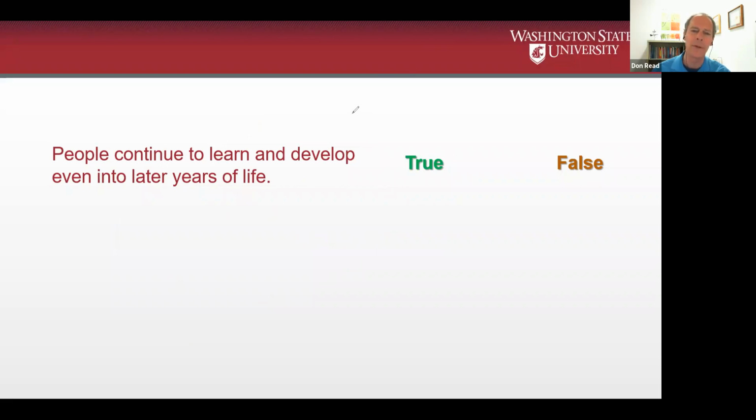And now with the statement, people continue to learn and develop even into later years of life. Go ahead and put your stamp close to the word true or false as we go along. All right. Looks like we're getting quite a few people believing that yes, we can continue to learn and grow, meaning we do develop new patterns, and we're going to talk about the mechanics of that in just a minute. So I'm going to clear this one for just a moment.